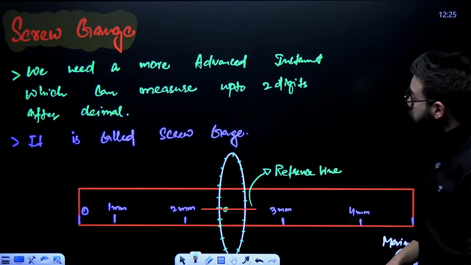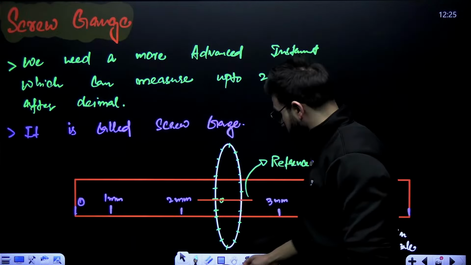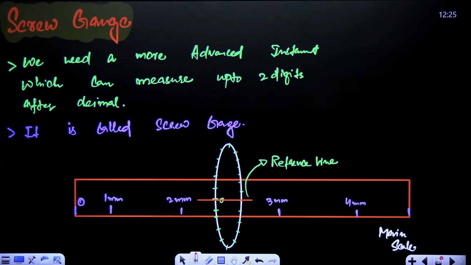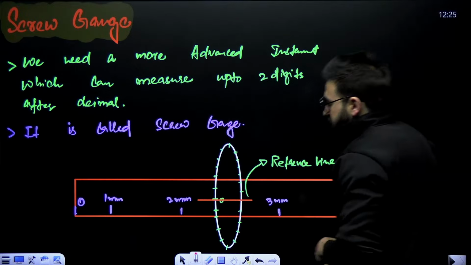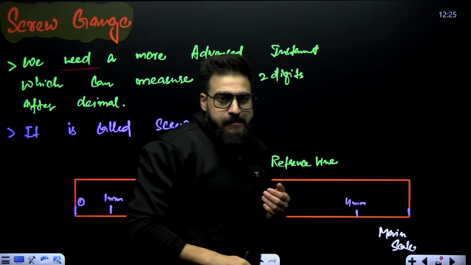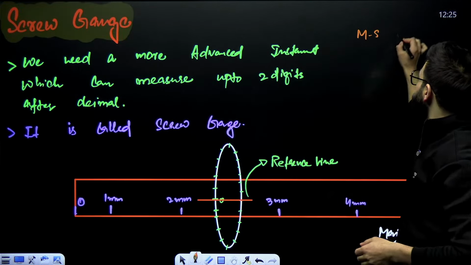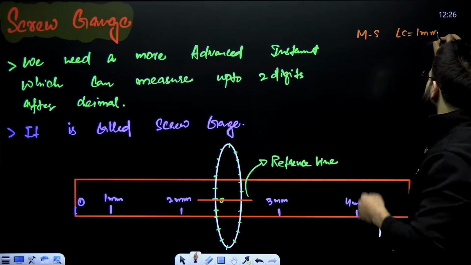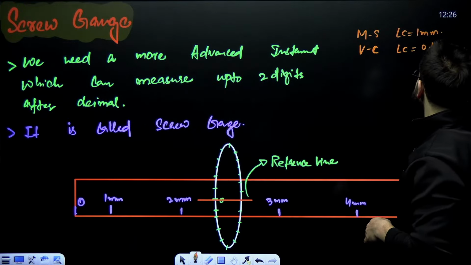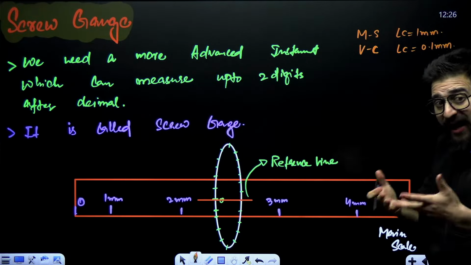Then you have got the next one, that is the screw gauge. Now guys, let's finish the screw gauge. See, in this particular case, understand this very carefully. When it comes to the meter scale, its least count is 1 mm. When it comes to the vernier caliper, its least count is 0.1 mm.